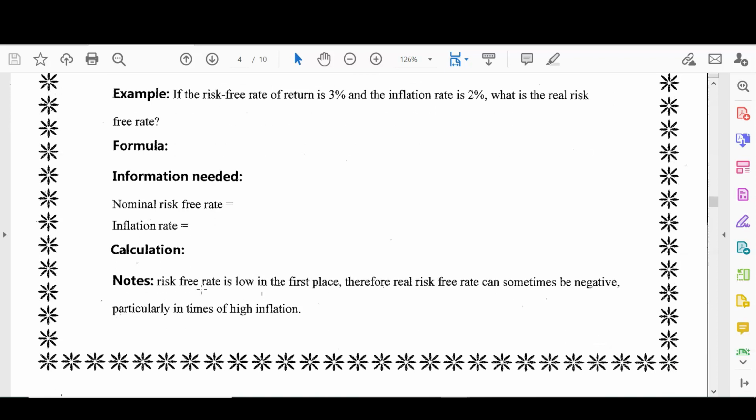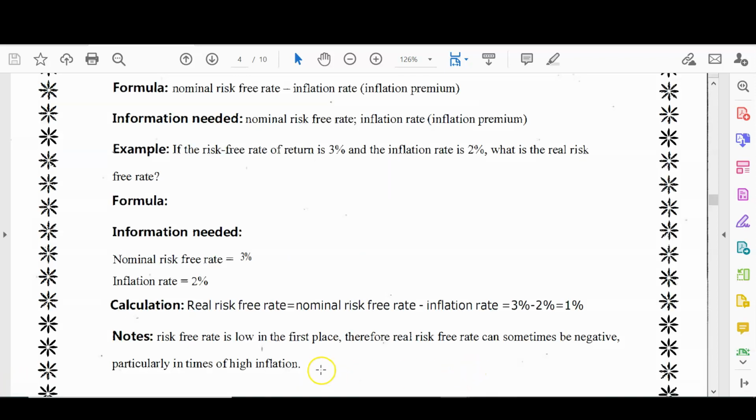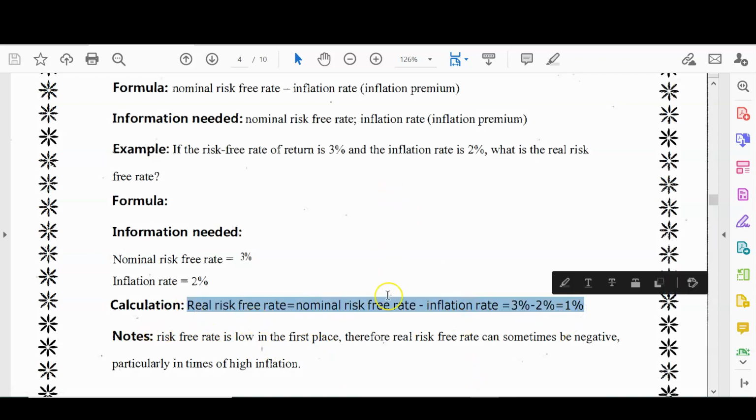Risk-free rate is low in the first place. Therefore, real risk-free rate can sometimes be negative, particularly in times of high inflation. So if risk-free rate is 3%, and if the economy is bad and we really have a high inflation rate, such as 4%, then 3 minus 4 becomes -1. In those special cases, real risk-free rate could be negative. Let me also add the equation for this example here. So I added the equation here as the solution for this example.